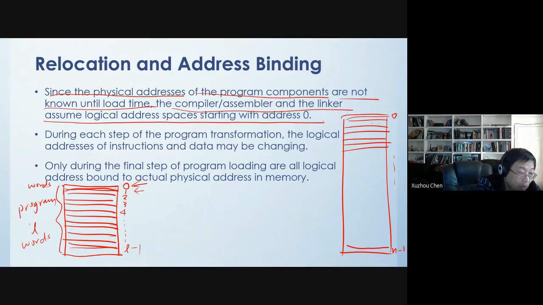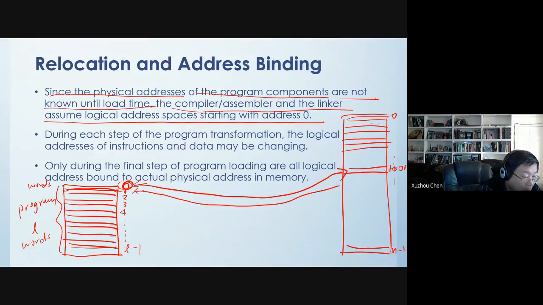So before you load it, you never know where you're going to load the first word, 0. 0 could be loaded into 100 or 1000. And then the instruction in the second word is going to be loaded into 1001, right? So the whole thing is going to be loaded over here.